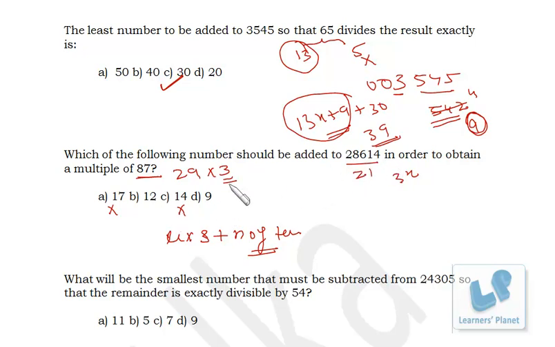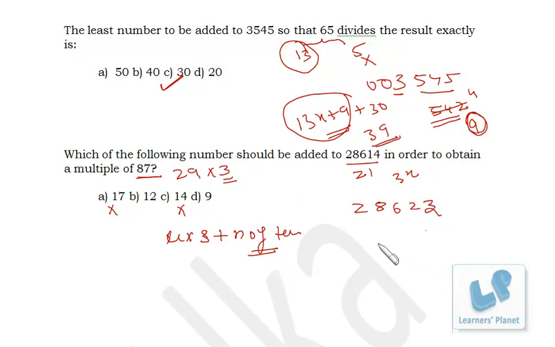So 28614, I add 9. So it is 28614 plus 9, that will be 28623. Now unit digit into 3 plus number of tens. Here unit digit is 3, into 3 I add, and now it becomes 2871.